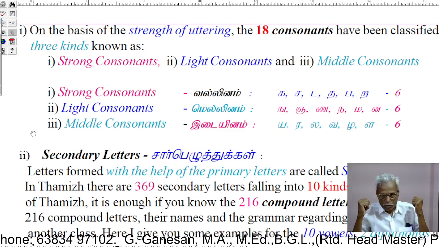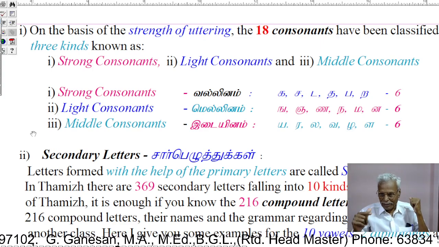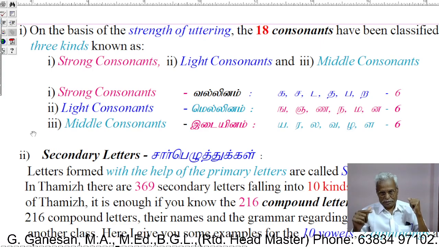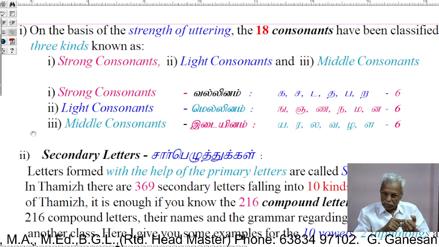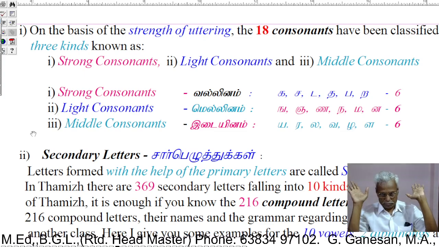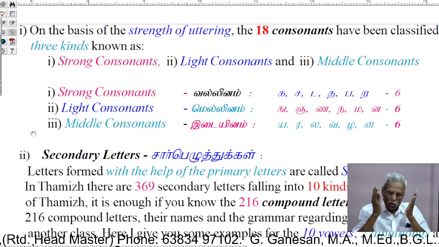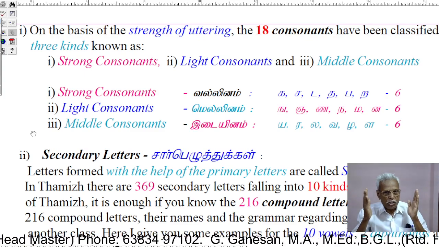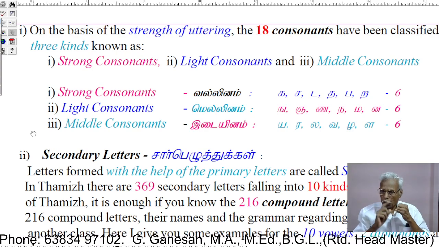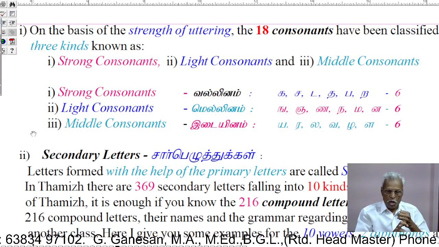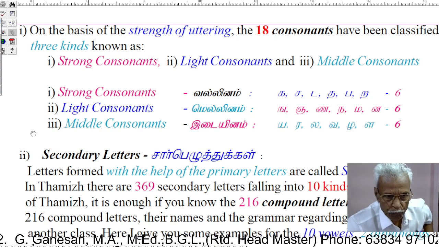Then middle consonants. Idainam: yarala, valala. That is e, ir, il, you, il, and il. That is, on the basis of the strength of voicing, the 18 consonants have been classified into three kinds known as strong consonants, light consonants, and middle consonants.